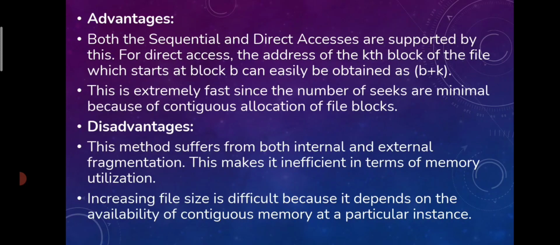The advantage of this one is that both sequential and direct access are supported. For direct access, the address of the kth block of the file which starts at block B can easily be obtained as B plus K. This is extremely fast since the number of seeks is minimal because of the contiguous allocation of file blocks. Disadvantage: this method suffers from both internal and external fragmentation. This makes it inefficient in terms of memory utilization. Increasing file size is difficult because it depends upon the availability of contiguous memory at a particular instance.